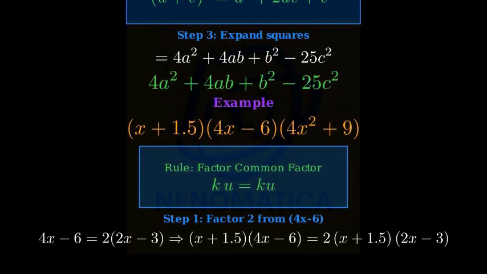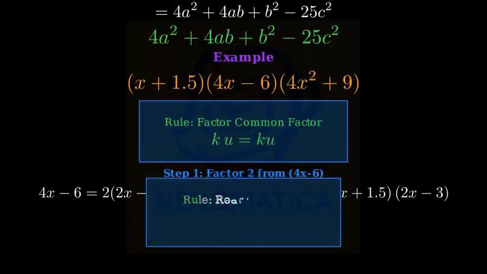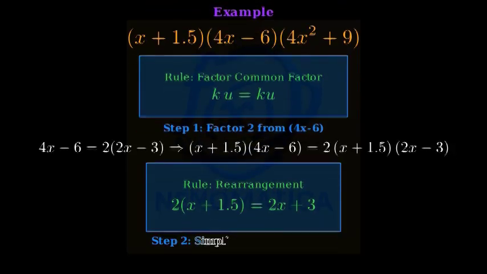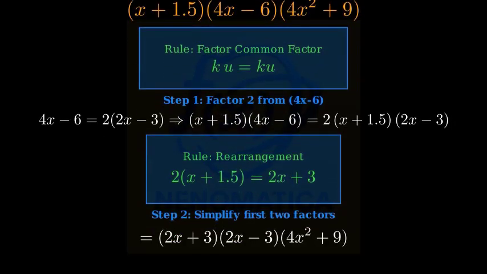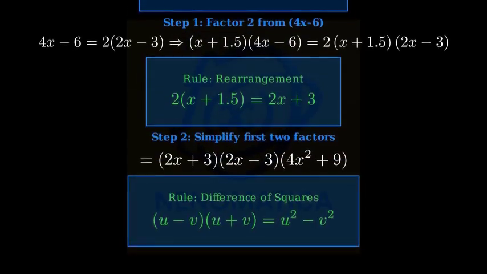So we can rewrite our expression as (x + 1.5)(2x - 3)(4x² + 9). Now, we'll rearrange the expression further. Notice that 2 times (x + 1.5) equals 2x + 3. So our expression becomes (2x + 3)(2x - 3)(4x² + 9). Looking at the first two factors, we have (2x + 3)(2x - 3).